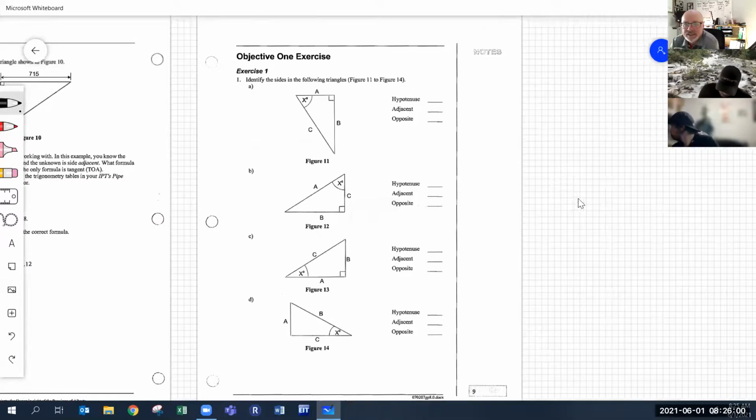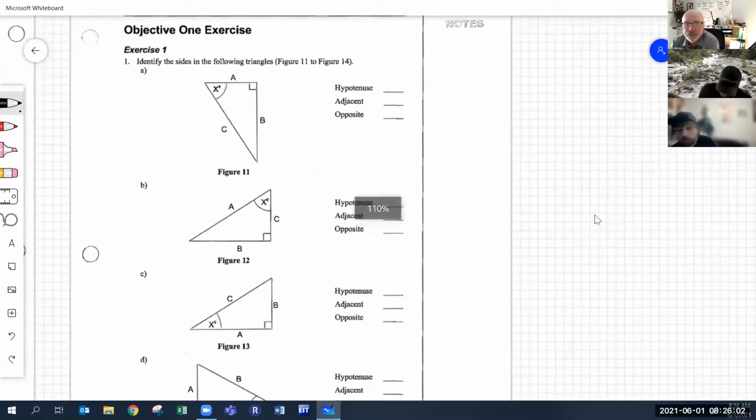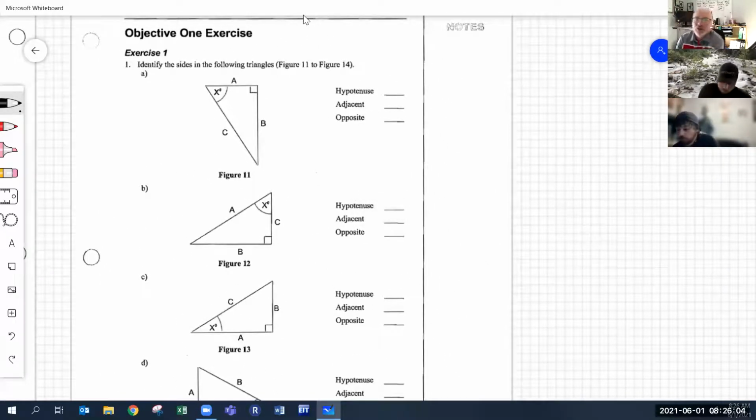And this is a quick objective 1 exercise out of your book. It wants you to identify A, C, and B. The hypotenuse is C, yes. And the adjacent is A and the opposite is B. So take a couple of minutes and finish exercise 1 out of your book.